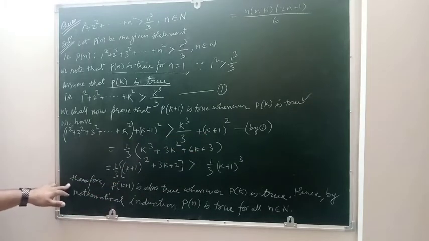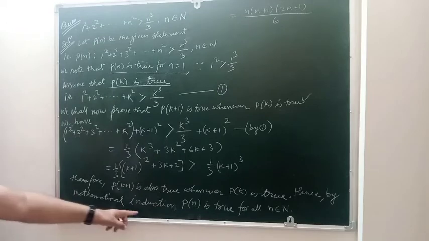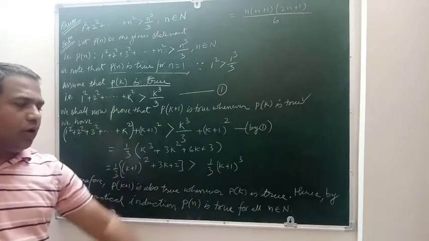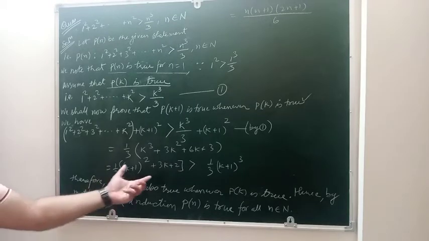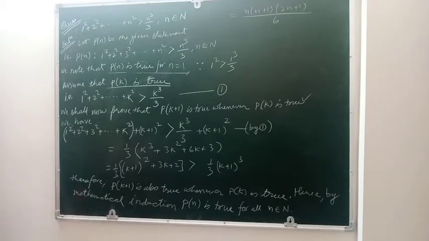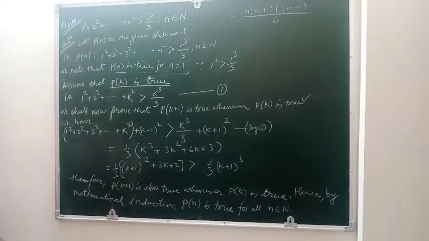Okay, then therefore P of k plus 1 is also true whenever P of k is true. Hence by mathematical induction, P of n is true for all n belongs to N, that is natural number. So one can find out the values over here. You can put any value over there, 1, 2, 3, 4, 5, x, y, z, whatever you want, any natural number you can put, and you can justify whether this is true or not. We know that this is one of the formulas, so it holds good.